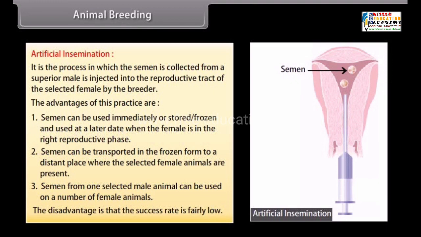The disadvantage is that the success rate is fairly low.